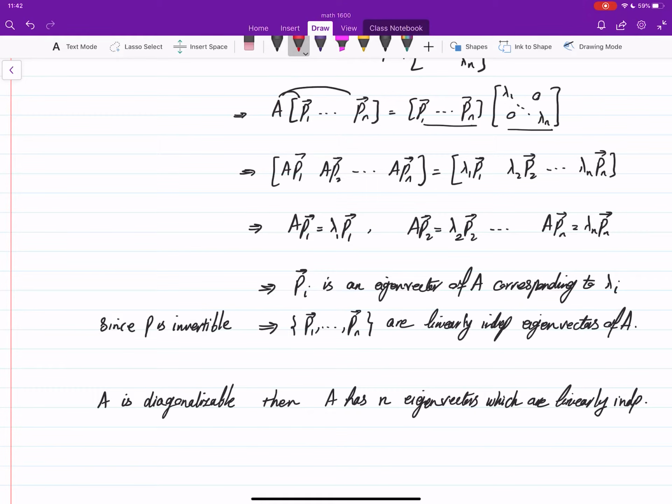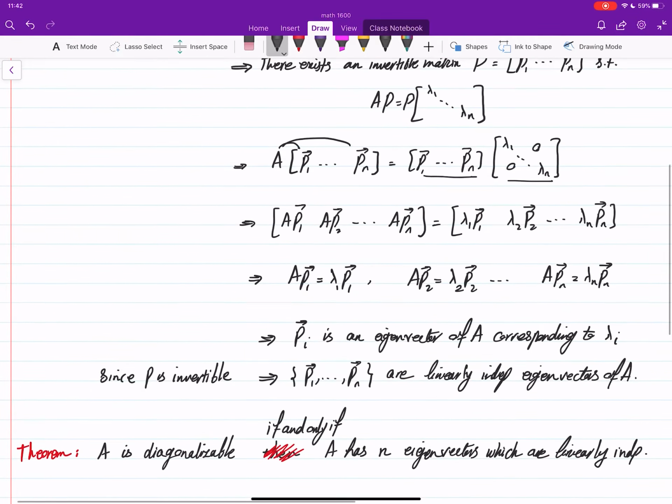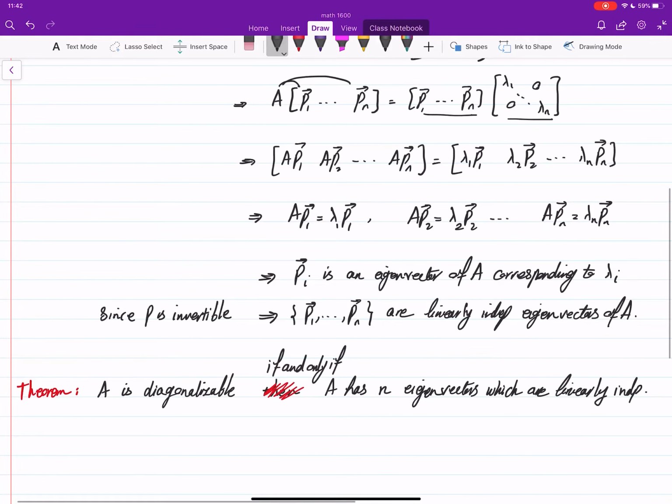But the interesting thing is that this is not very difficult. You can read it from the book, that this is if and only if. So I can just get rid of that and write if and only if. It means that if A has n eigenvectors which form a linearly independent set, A will be diagonalizable, and the other way around.